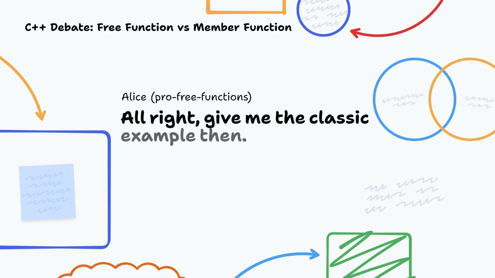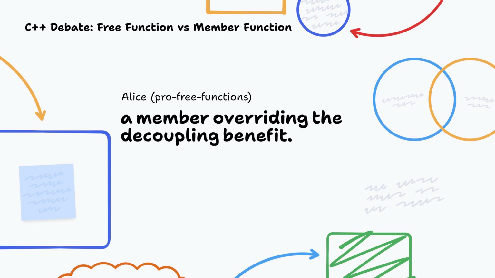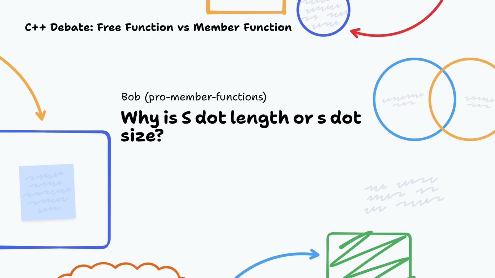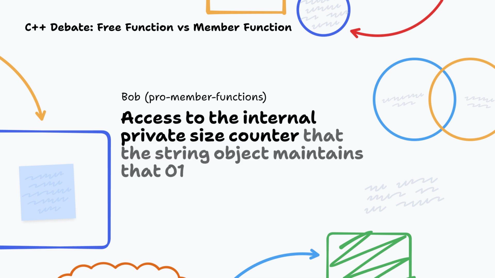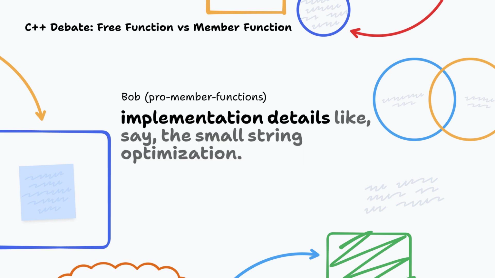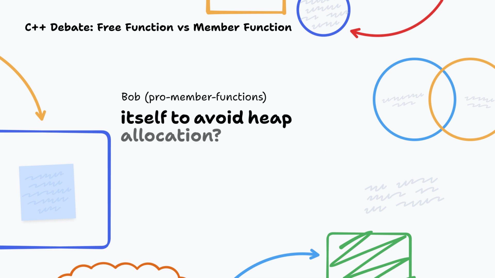All right, give me the classic example then, the definitive case study where that need for efficiency completely dictates it must be a member, overriding the decoupling benefit. Easy. std::string. Why is s.length or s.size a member function? Well, because it absolutely requires direct, constant time O(1) access to the internal private size counter that the string object maintains. That O(1) guarantee is crucial for performance, and it's also tied into correctly handling implementation details like, say, the small string optimization, SSO. You know, that clever trick where short strings are stored right inside the string object itself to avoid heap allocation.